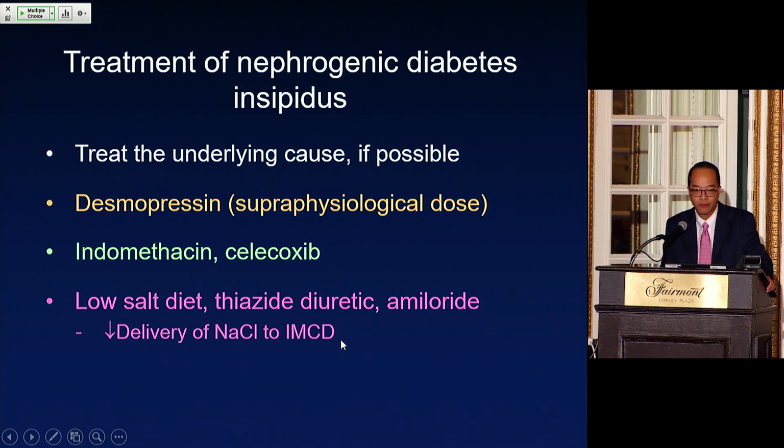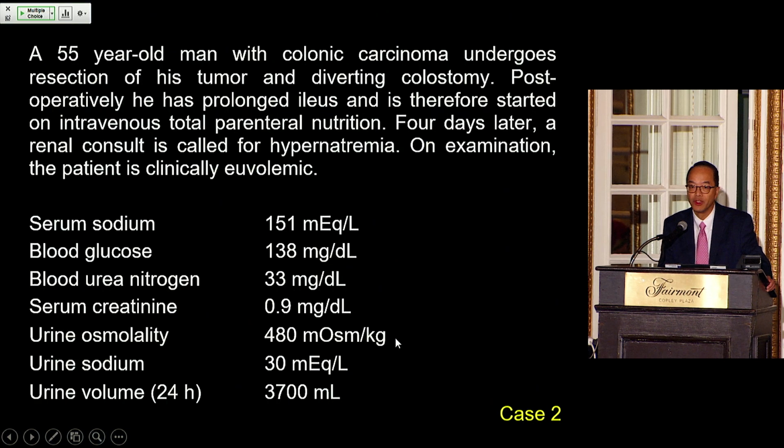Now, these don't relieve the concentrating defect. All they do is reduce the amount of obligate solute loss, and therefore they reduce the amount of free water that has to be excreted along with it. So this is essentially just a technique to reduce polyuria and make these patients' lives manageable. And so that includes low salt diet, thiazides, and amiloride. So low salt diet was an acceptable treatment for this disorder. What you don't want to do is obviously to fluid restrict someone with diabetes insipidus, which would lead to not only potentially dangerous dehydration and hypernatremia.